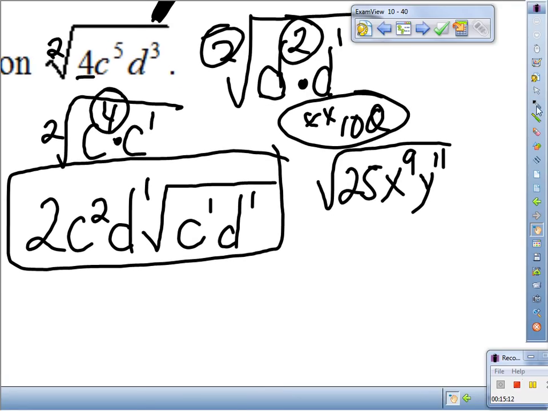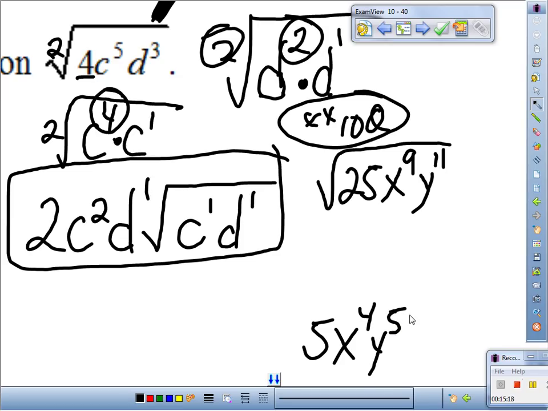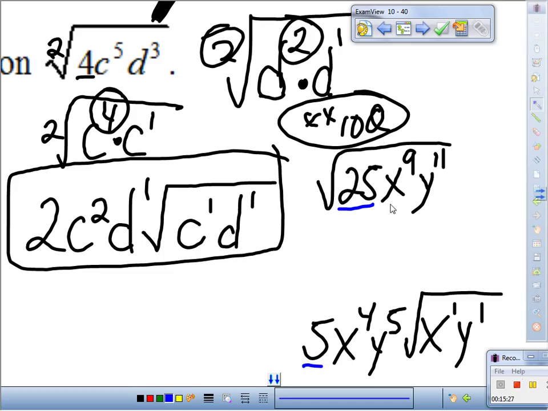So, who got 5x to the fourth, y to the fifth, square root of x to the first, y to the first? Okay, let's see how we got that. What is square root of 25? 5. This one, is 9 a multiple of 2? No, what is a multiple of 2 before 9? So this is x to the 8th times x to the first. We no longer use this one, so what is 8 divided by 2? 4. That's how we get this.